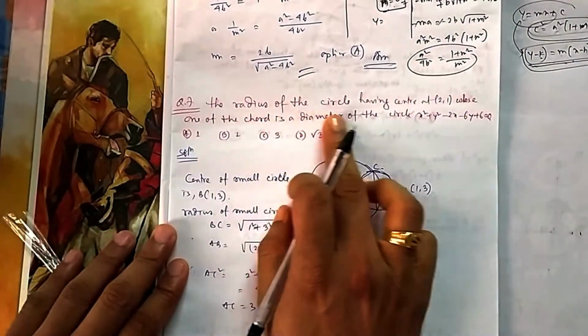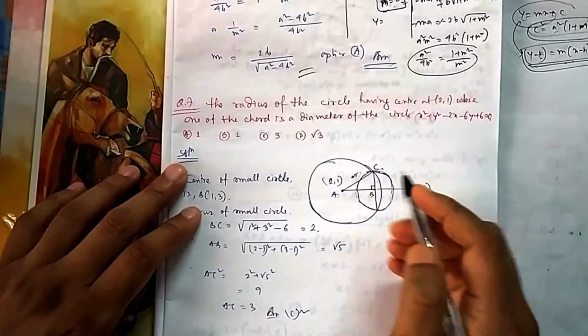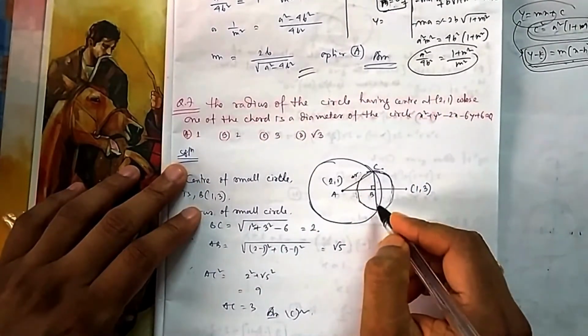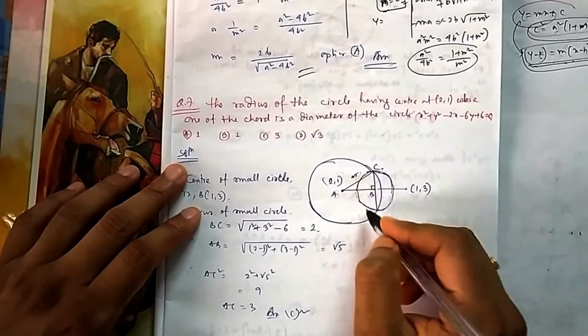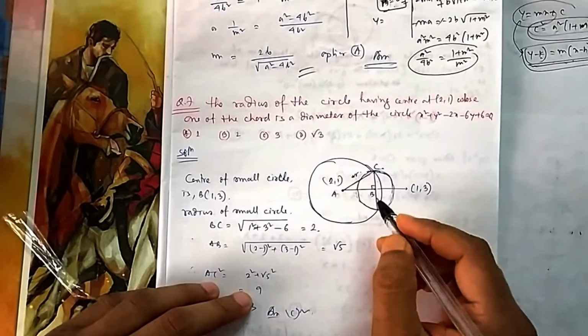Now if you see this one, the radius of the circle having center this, which is one chord, is the diameter of the circle, this one. One chord becomes the diameter of another circle. So this is the chord which becomes the diameter of the circle. Then the radius of the circle having center. What is the radius of this circle? This one they are asking.